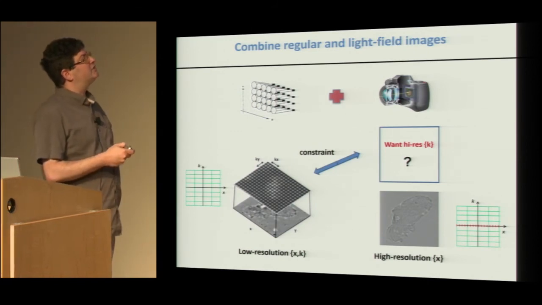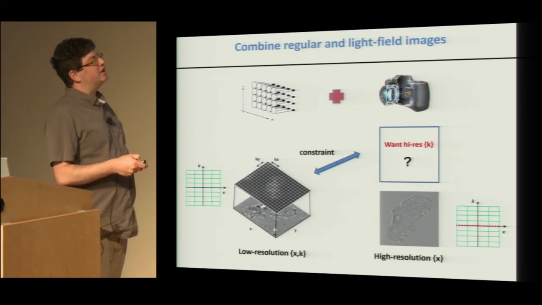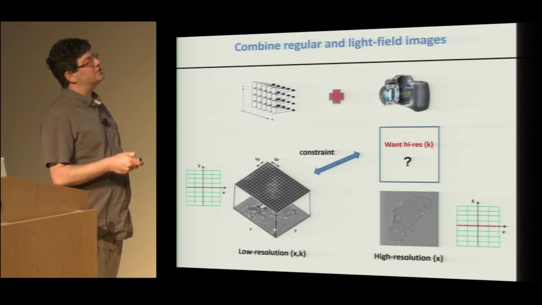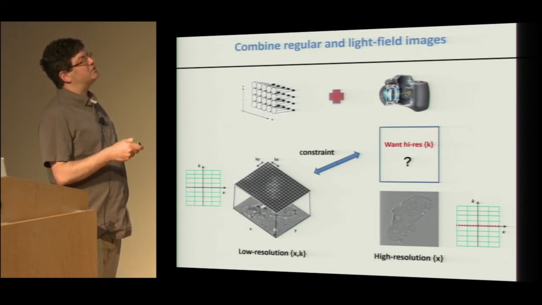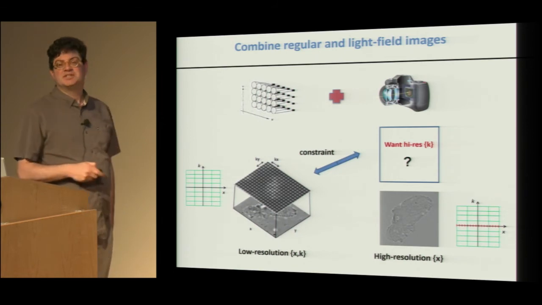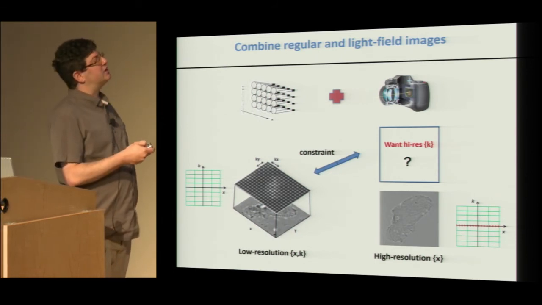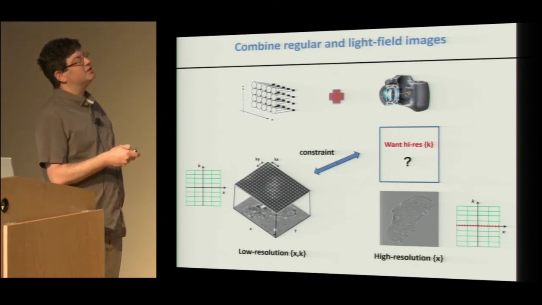Right? So on the left, we have kind of X and K information, but on a coarse grid. On the right, we have very fine resolution in X, but no K information. But we know that the Fourier spectrum, or the angular spectrum, is related to position. Okay? And we're going to use our light field measurement as a constraint to fill in those gaps.